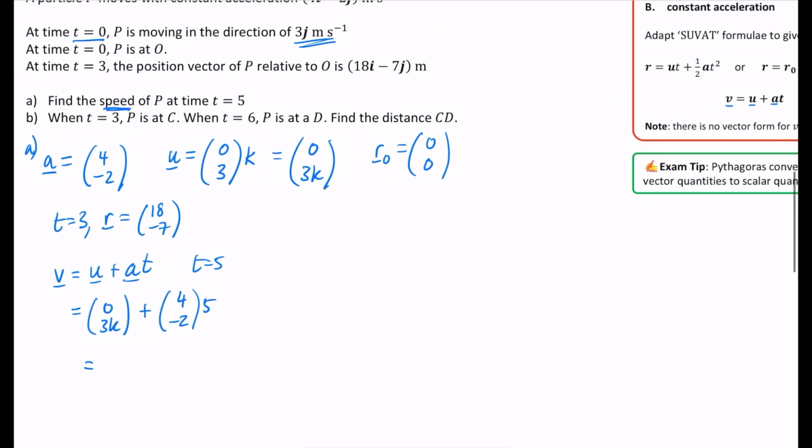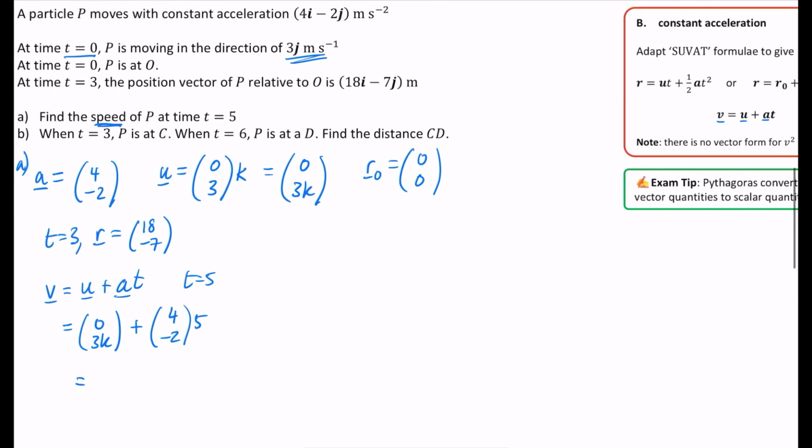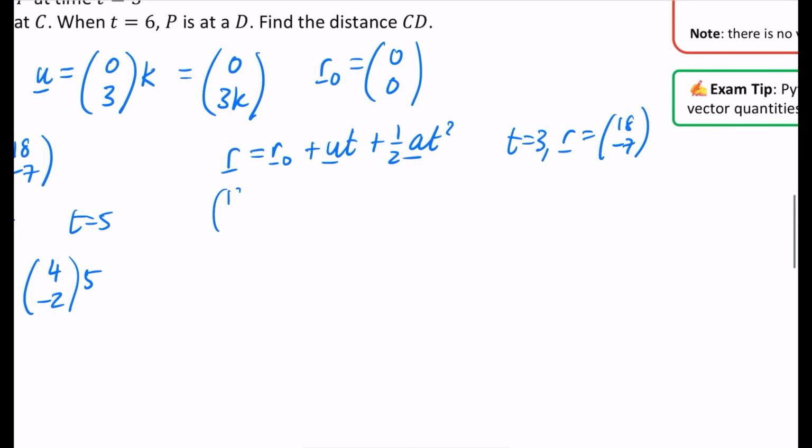Now, there is another piece of information we haven't used yet, which is this part down here. So I can connect all of this together. I can use my r equals r naught plus ut plus a half at squared. Now, this is the position that it's in, okay? We know that when t is equal to 3, its position is 18 minus 7. So I'm going to start substituting that so that we get 18 minus 7 is equal to its initial position, which is just 0, 0. I'm probably not even going to write it because there's no point in it being there.